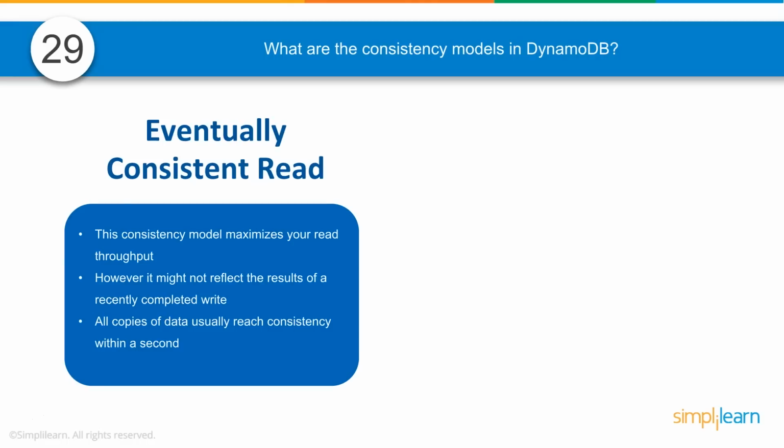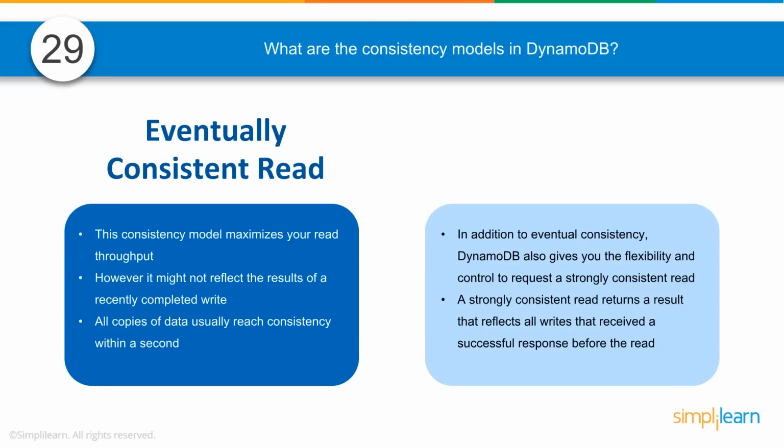In DynamoDB, there is the eventually consistent read. This eventual consistency model actually maximizes your read throughput. And the best part with eventual consistency is that all copies of data reach consistency within a second. And sometimes when you write and you're trying to read immediately, chances are you would still be reading the old data. That's eventual consistency.